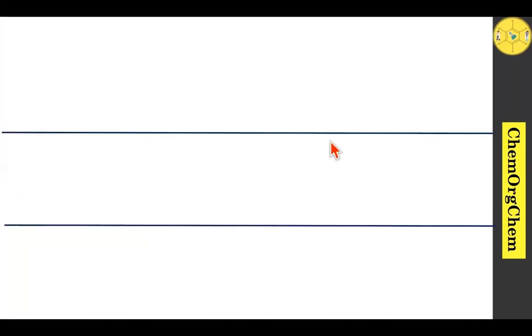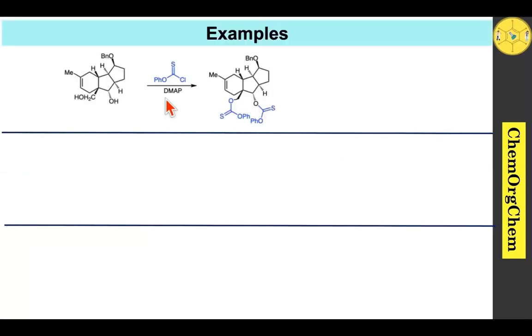Let's see some examples based on the Barton-McCombie reaction. Now you see this substrate containing one primary alcohol as well as a secondary alcohol unit. When you use this reagent, it readily produces the corresponding thiocarbonyl derivative. Now you treat with tributyltin hydride, which readily deoxygenates this place as well as this place, to produce the corresponding product.